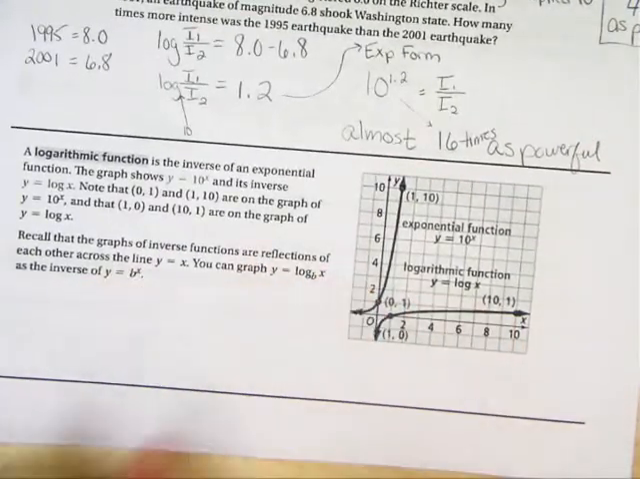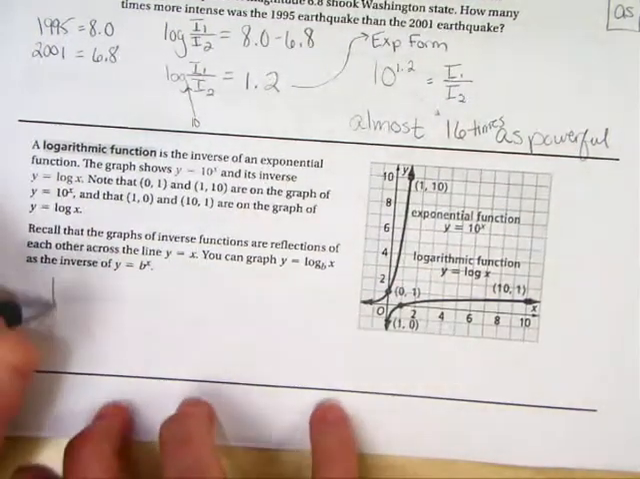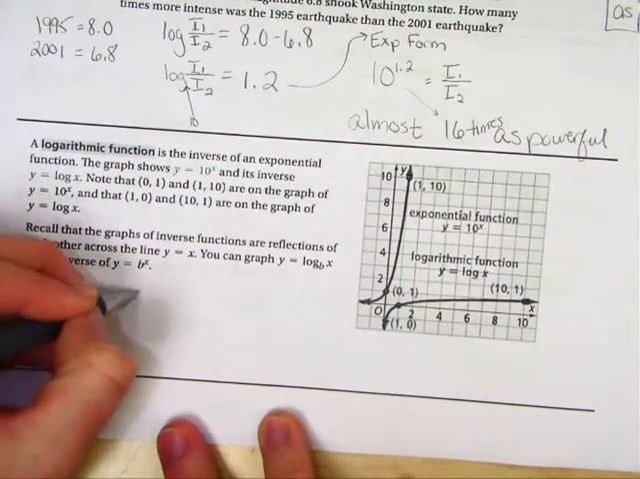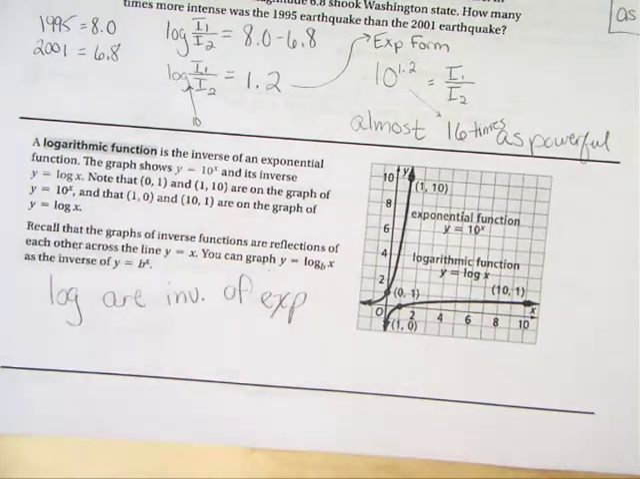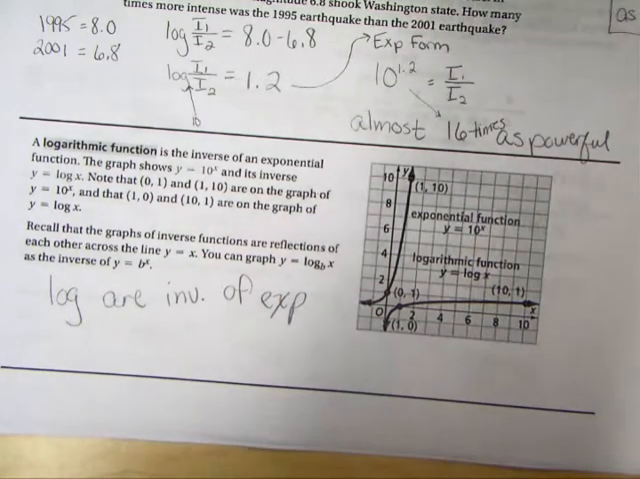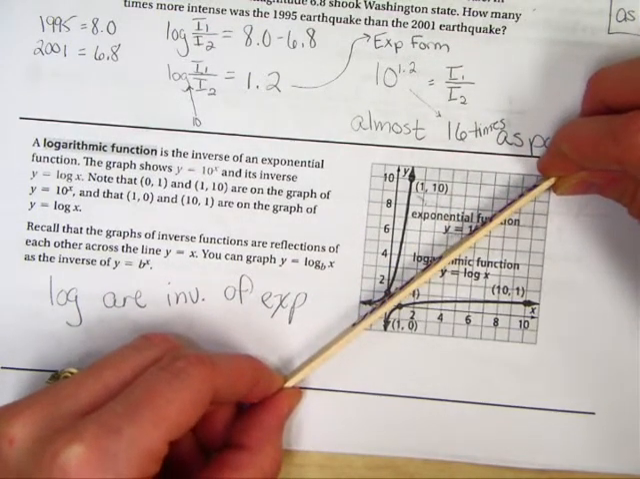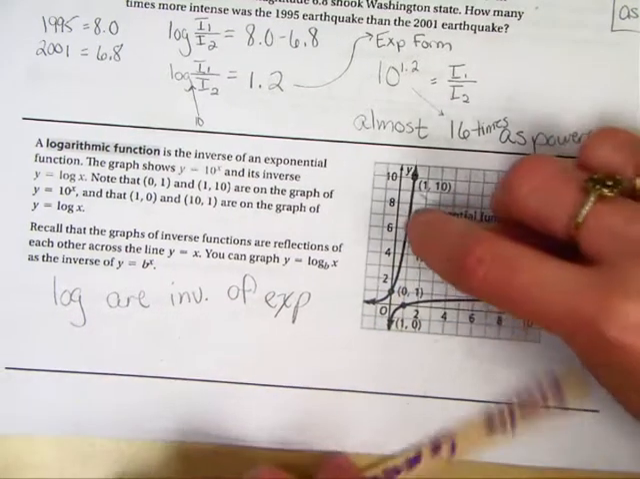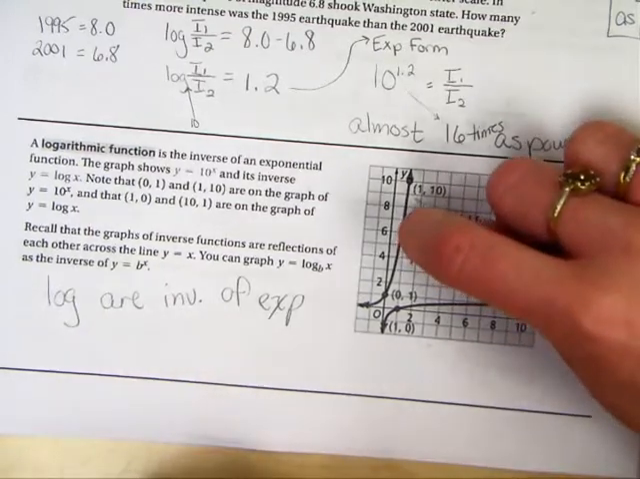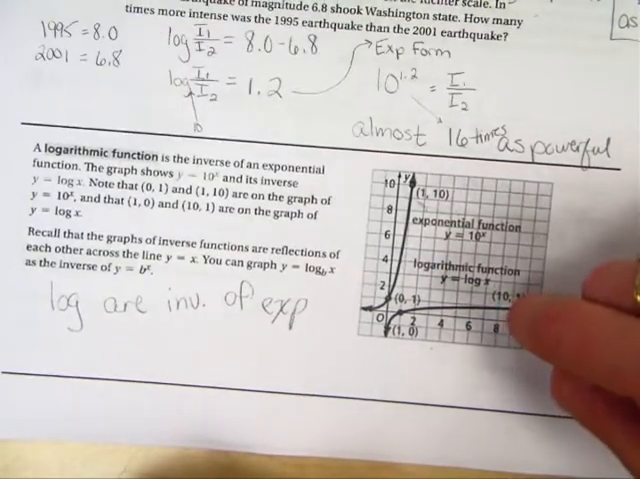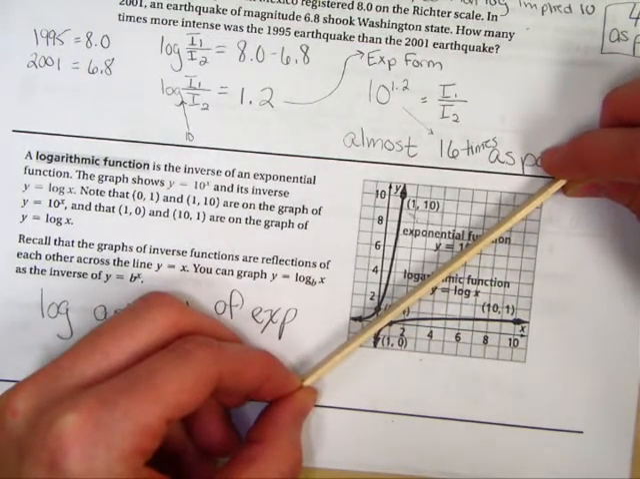The following talks about how to graph logarithms. Logarithms are inverses of exponents. So the graphs are going to be very similar, but if I were to take a straight diagonal line like this, do you see how they are mirror images of each other? This one up here is the exponential. This one down here is the logarithm. Look how they are perfect inverses of one another.